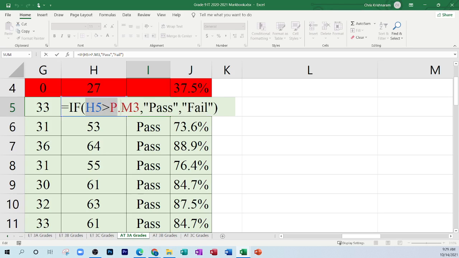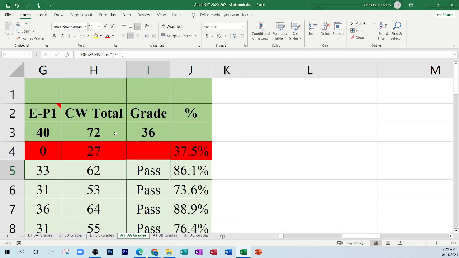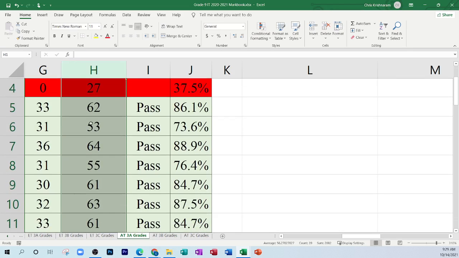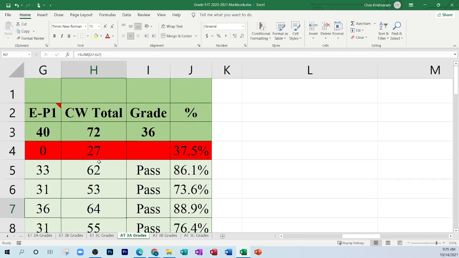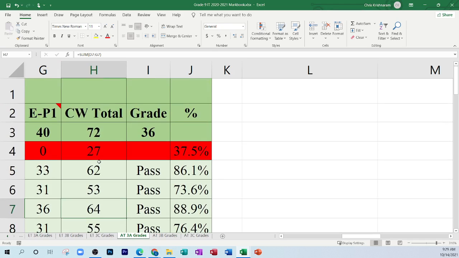So this is my test here. I basically needed two values. This column here, coursework total, is the total the student would have gotten overall. So this person got 62, this one got 63, 53, 64, 55, and so on. This is their total for the term. What I also needed was a pass mark grade, something to compare it to, because remember, I'm making a test.